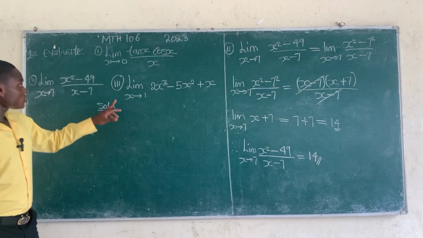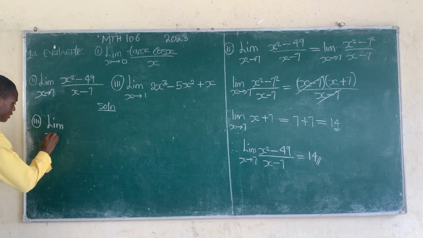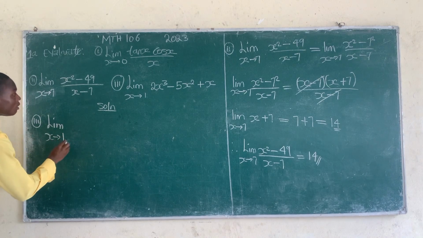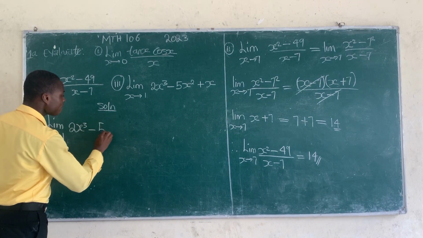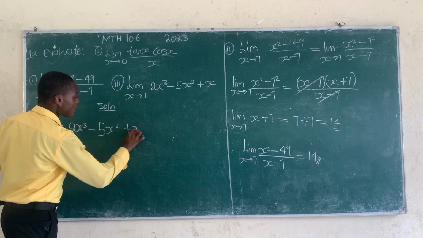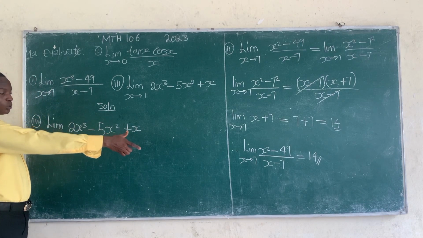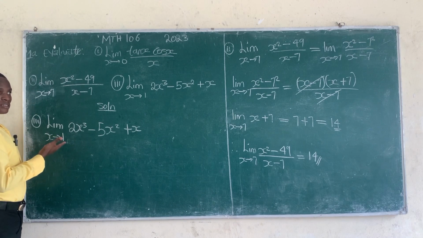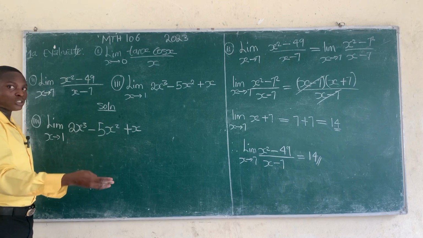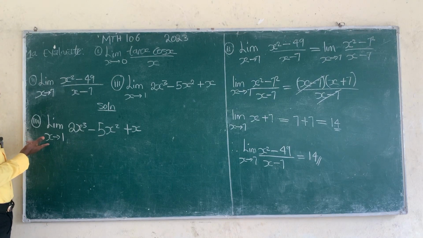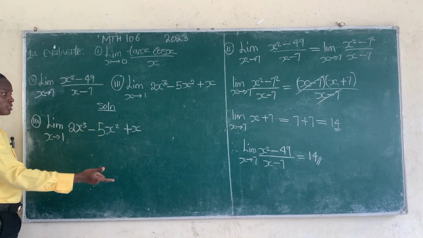So let's take the third question before we move on to the B part of the question. Third question there says the limit as x approaches 1 of 2x to the third power minus 5x squared plus x. Because this is a polynomial function, we can substitute the value of x directly. Take note, if you have a polynomial function or a quadratic function or a linear function, you can directly substitute the value of x into that given function and you are going to get your limits.